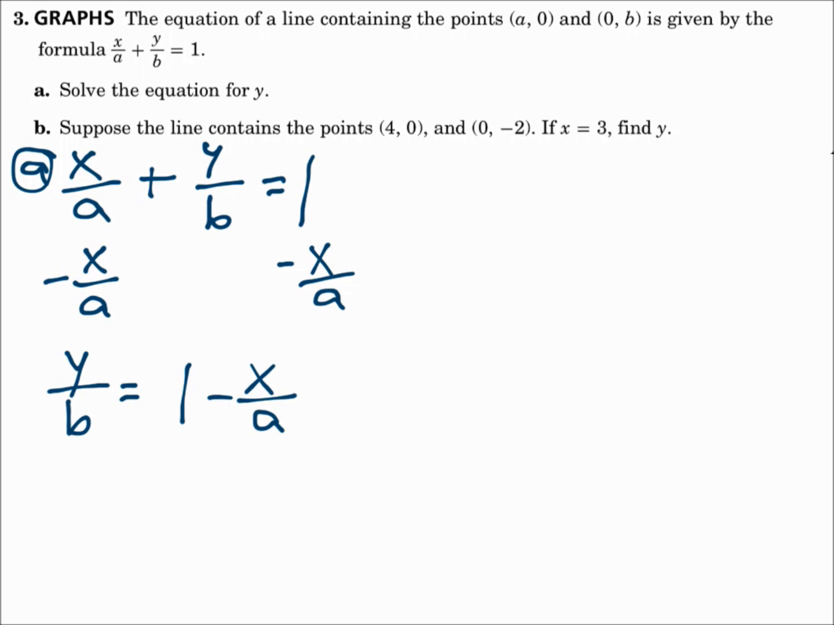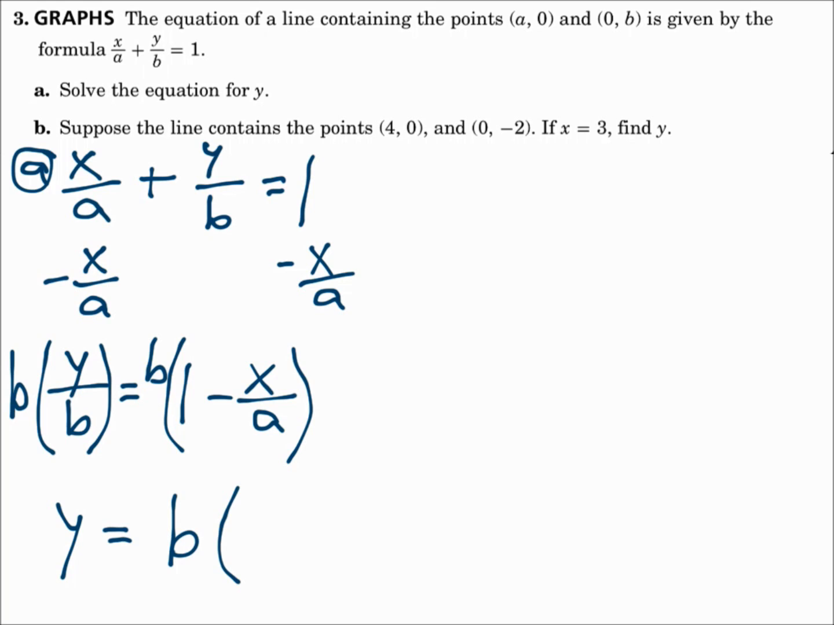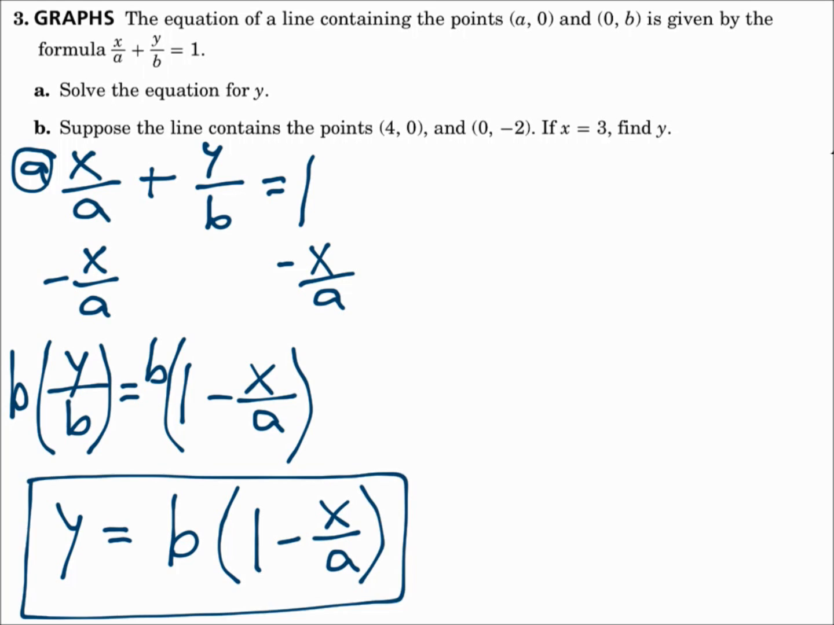Now you have y divided by b, so do the opposite and multiply both sides by b. The b's cancel on the left, and now you have b parentheses 1 minus x over a. Don't worry about using the distributive property or anything there. You can leave that answer like it is.